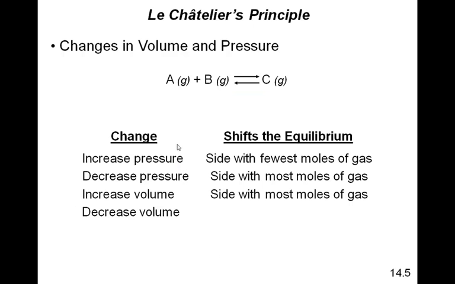Decreasing the volume is the same thing as increasing the pressure, and it's going to shift to the side with the fewest number of moles of gas. So in this case it's going to shift to the right in order to go to the side with the fewest number of moles of gas, and we can see that in terms of the arrow.